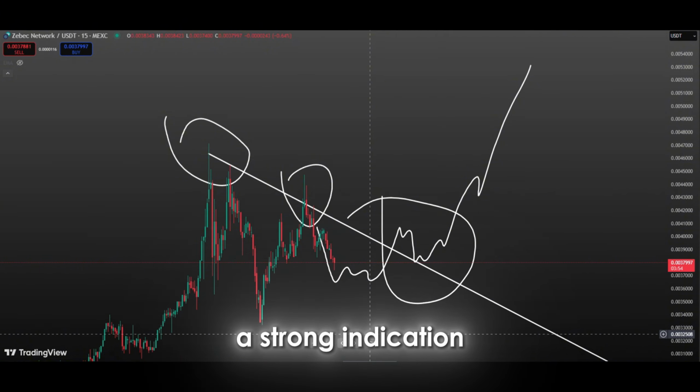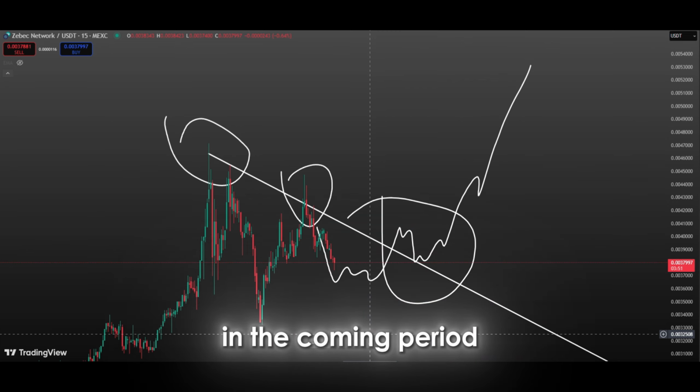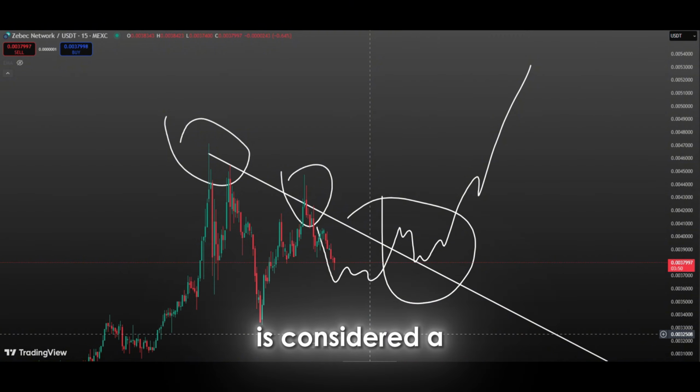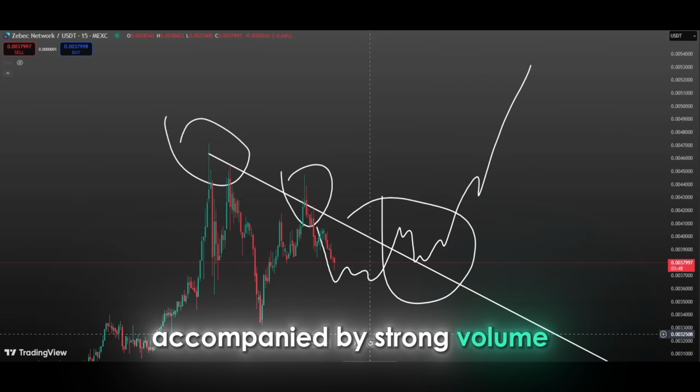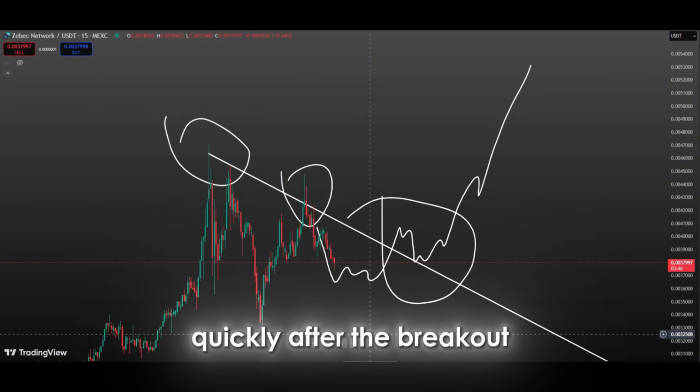This breakout is a strong indication of a shift from sellers to buyers and means that the price may test new and higher levels in the coming period. Breaking downtrends is considered a highly reliable bullish signal in technical analysis. This is because such breakouts are usually accompanied by strong volume, and we often see the price gaining momentum and moving up quickly after the breakout.